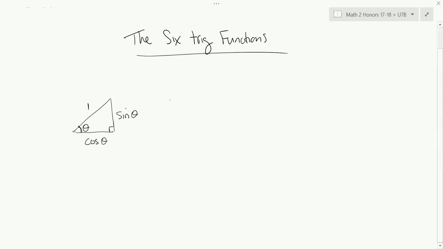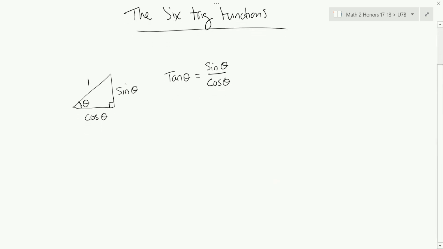And then we learned that the tangent of theta is the fraction sine theta over cosine theta. Now those 3 trig functions that we have, the sine, the cosine, and the tangent, have reciprocals of each of those. Reciprocal means you flip that fraction over, and there's a name for each of those.